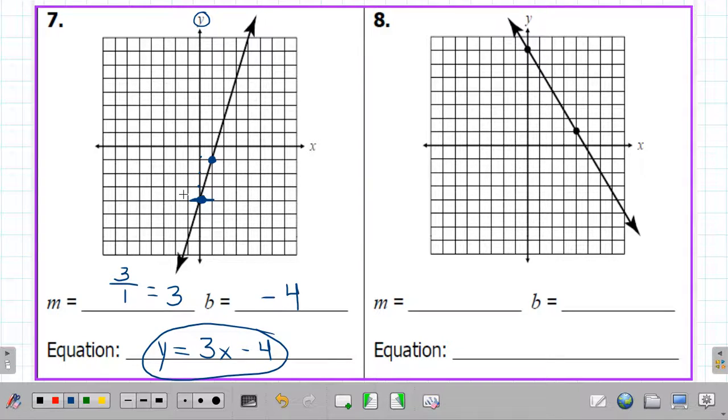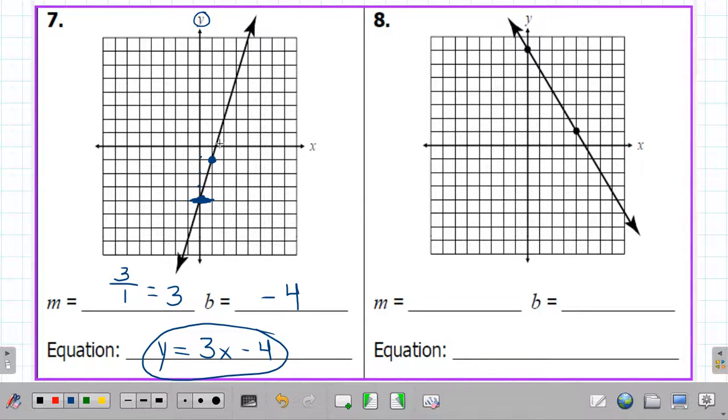Y-intercept is negative 4 because I just counted down and I saw that it crossed the y-axis at where y is equal to negative 4. Okay. And that's pretty much it. It's just a matter of counting. There's really no calculation involved here other than maybe sometimes you might have to simplify your fractions for slope. But if that's the worst calculation you have to do, this is actually really neat that we don't have to do calculations and still get an equation for this line.